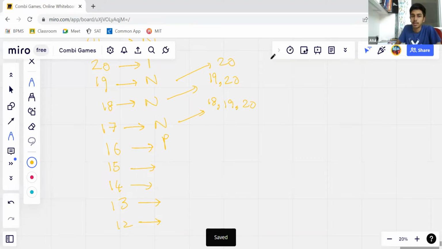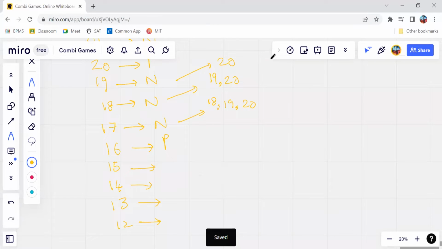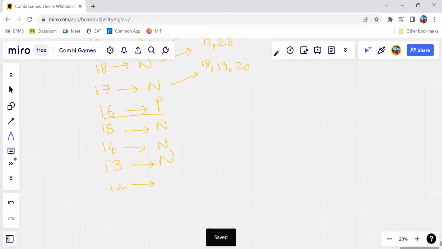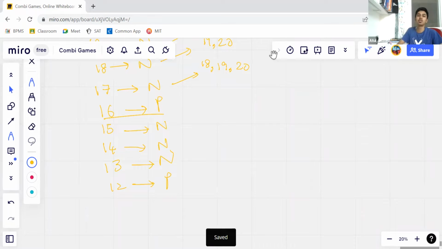So do you see a pattern? If something is a P position, what does it mean for the few numbers before it? Like if this is a P position, what does it mean for the numbers before it? Like the next person can just get to that number and he will win. So N. Yes. So if a number is P, the 3 numbers before this are all N. And after that, it becomes P because that will reach N.